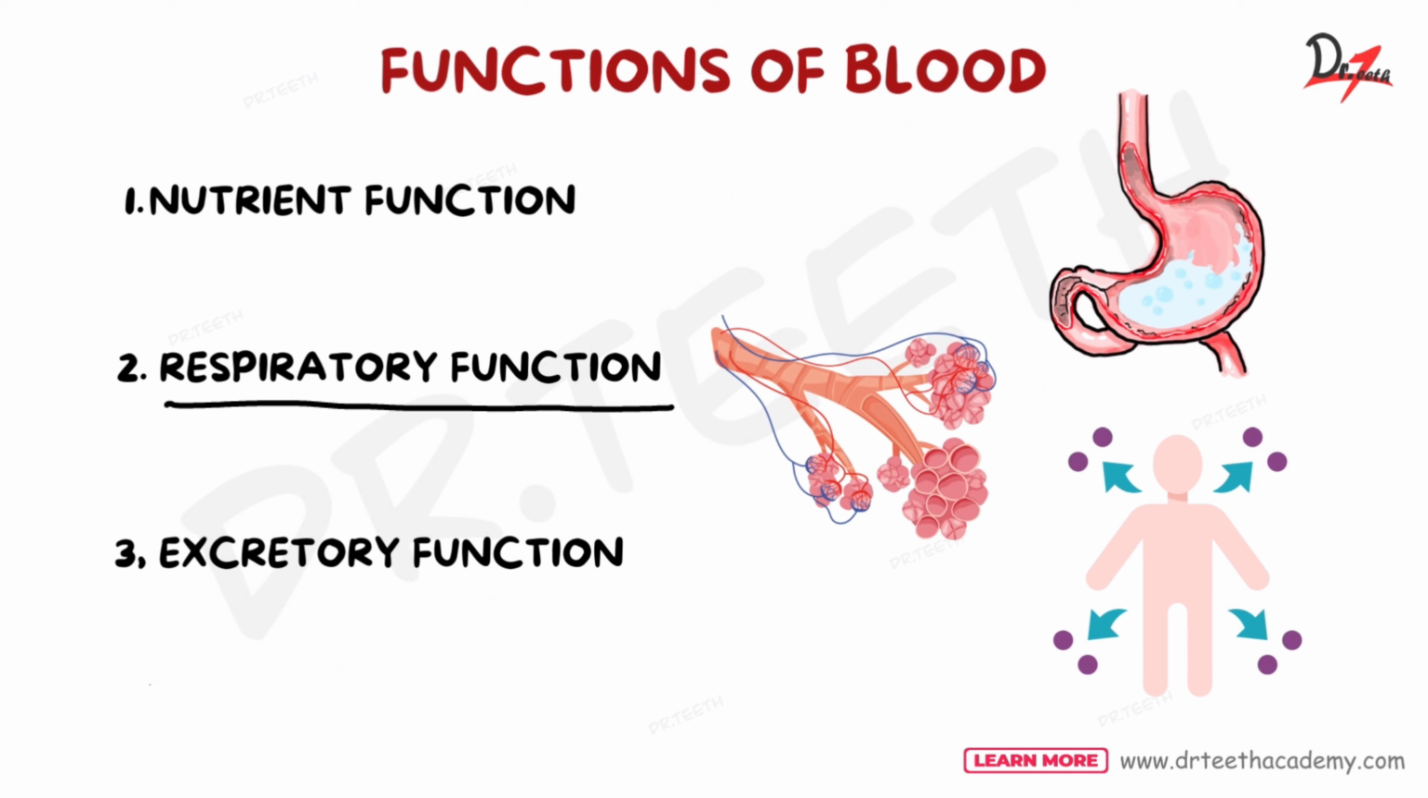It carries oxygen from the alveoli of the lungs to the different tissues and CO2 from the tissues to the alveoli. It has excretory function because waste products formed in the tissues during various metabolic activities are removed by the blood and carried to the excretory organs like the kidneys, skin, liver, etc. for excretion. It functions in the transport of hormones and enzymes.